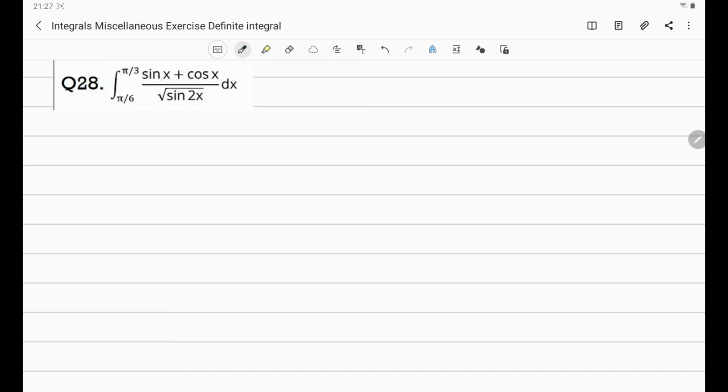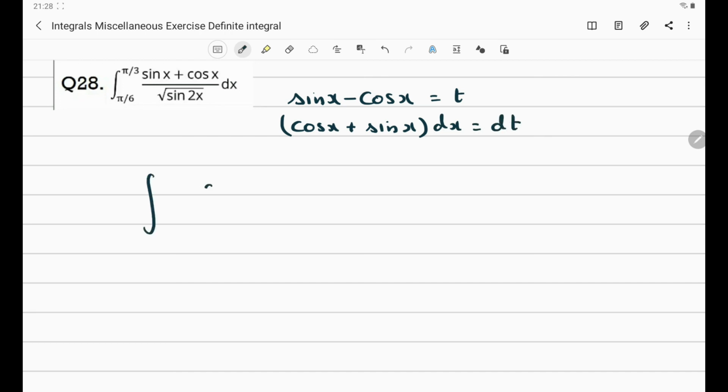So we can find the antiderivative, that is integral of sin x is minus cos x and integral of cos x is sin x. So we got sin x minus cos x is the antiderivative of the numerator. So we take this as t. So we get cos x minus of minus, that is plus sin x dx as dt. So we got the numerator as dt. Now let us try to write sin 2x in terms of t.